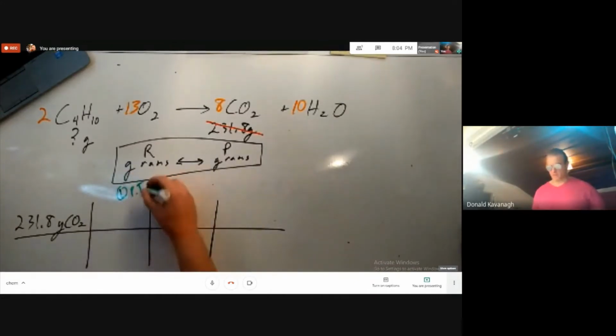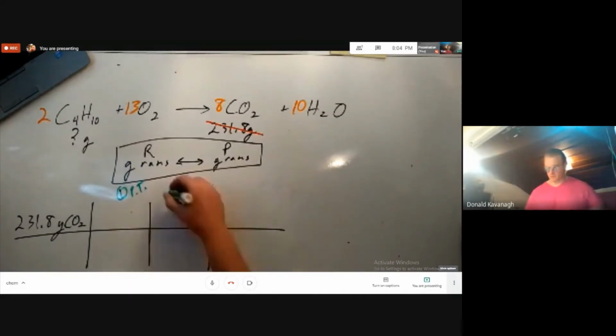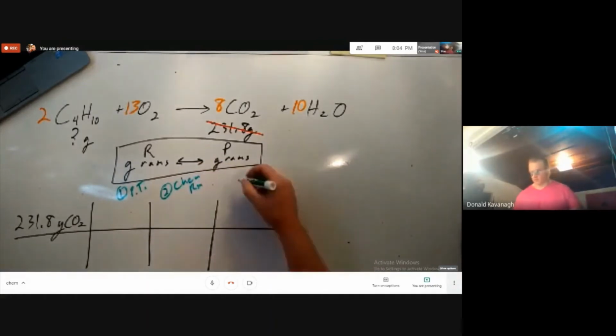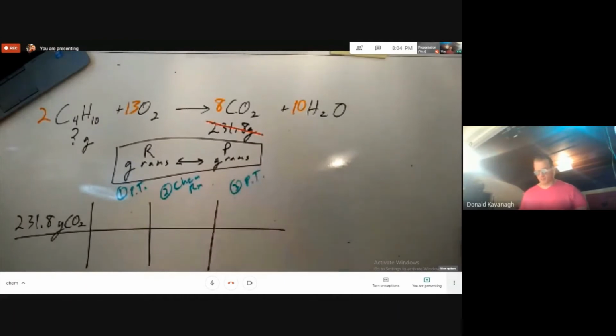the periodic table, the balanced chemical reaction, and then back to the periodic table. From the periodic table, we can add up the formula weight of CO2. That is the only formula that's not crossed out.